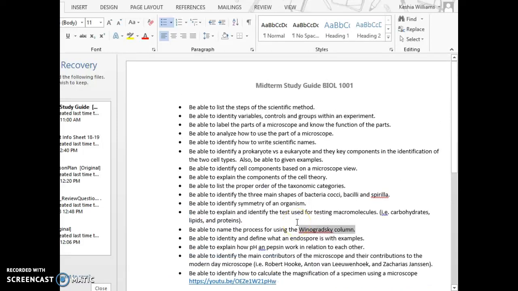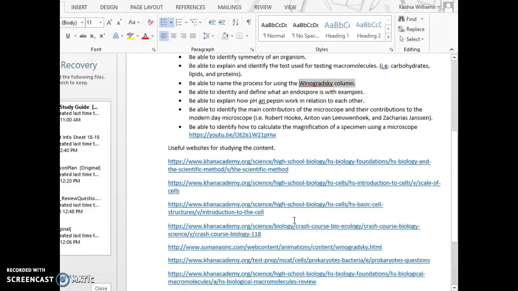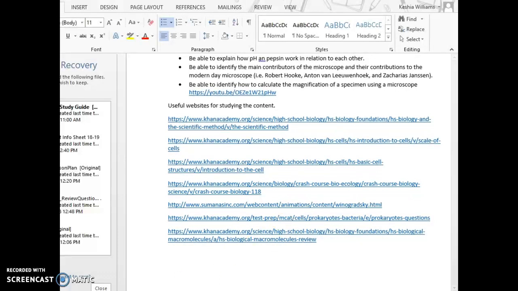Hello, this is a review for your midterm study guide for Biology 1001. You should have gone ahead and received a study guide on the Remind app as well as posted on Blackboard. I included some useful websites to assist you as well.